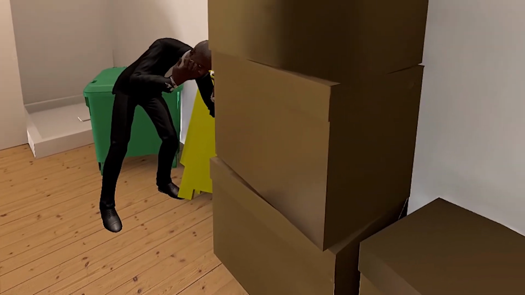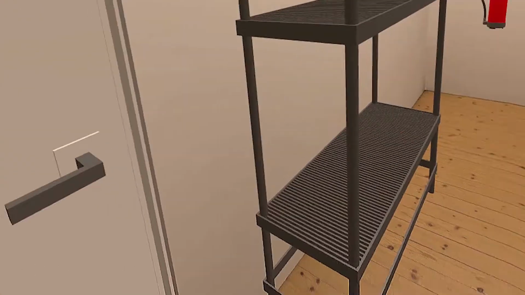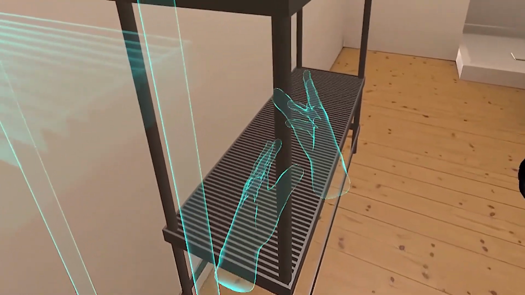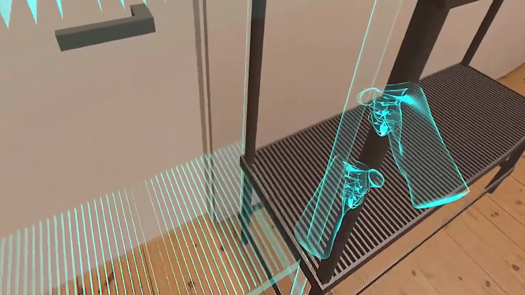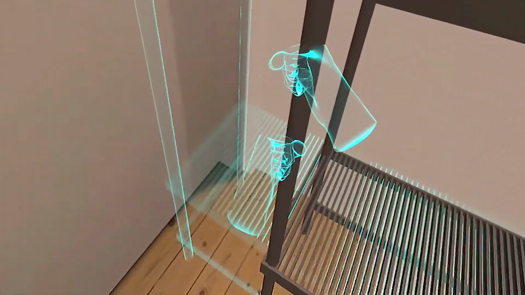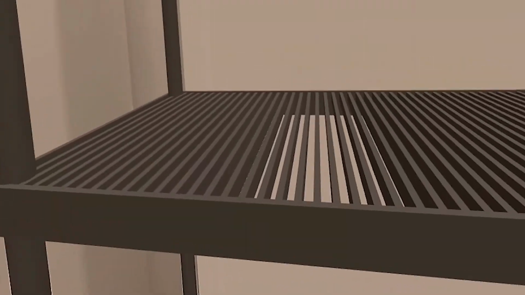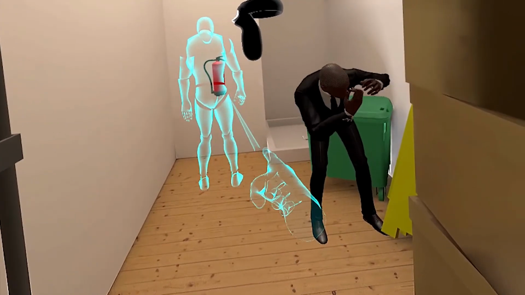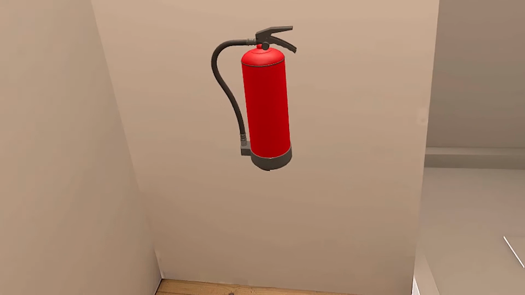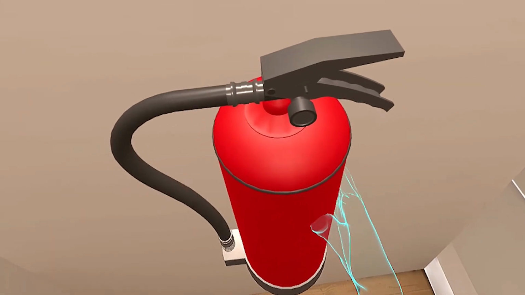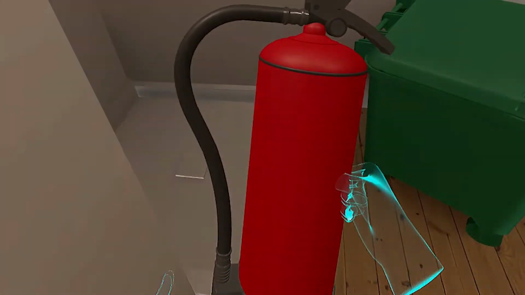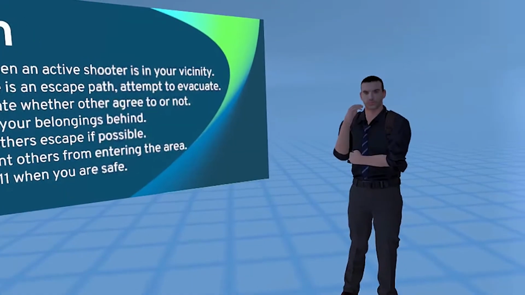Try to enter the closest room to you and barricade behind any furniture. Try to find any dangerous item and use it as a weapon. Pick up the fire extinguisher and use it to attack the shooter. Try to stay as still as possible. It is important not to draw any attention towards your hiding place. You made it to safety and completed the training.